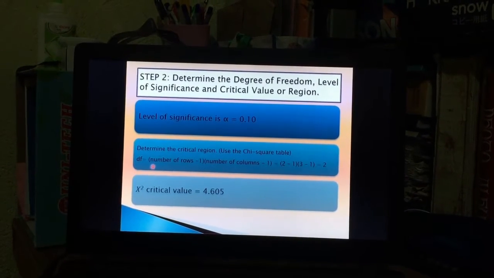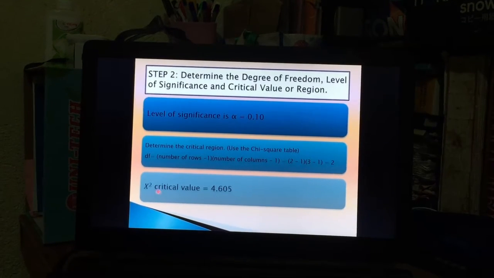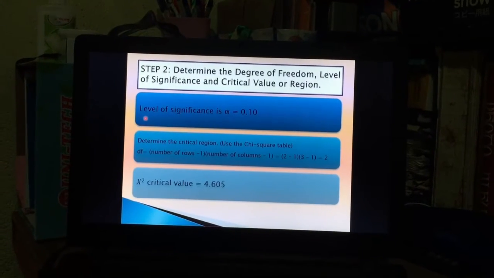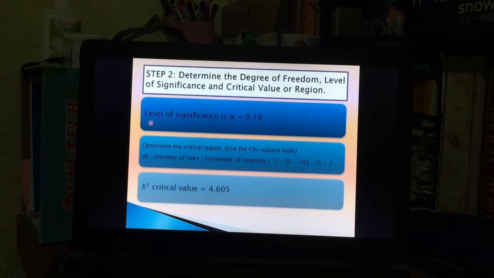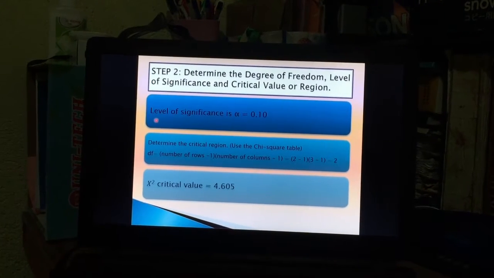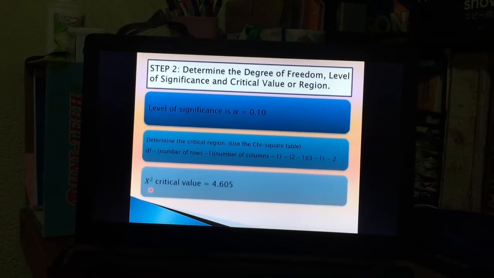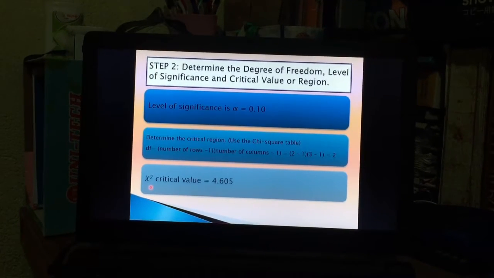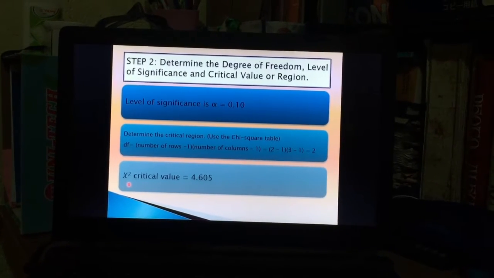To get the value of the x-squared critical value, use the level of significance and the degrees of freedom and locate it on the chi-square table. Therefore, our x-squared critical value is equal to 4.605.